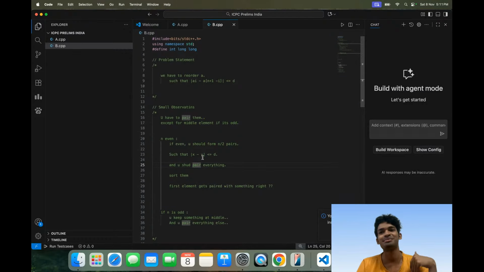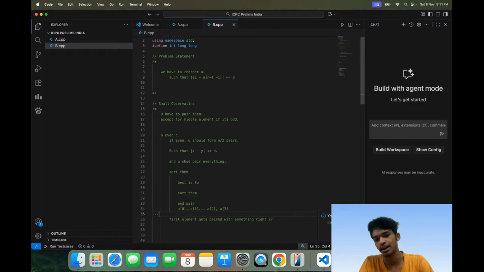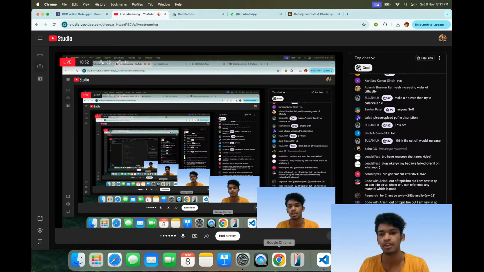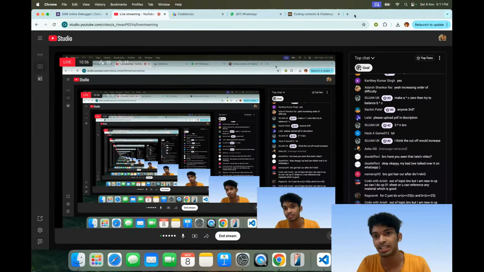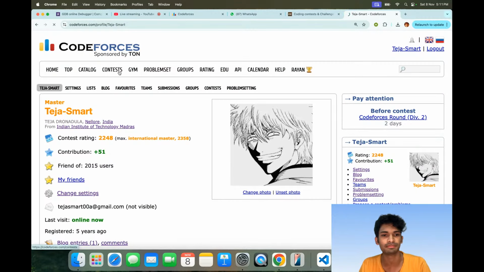This problem was solved in some Codeforces B, where they told you to minimize the maximum of these absolute pairings. There I have seen that the best is to sort them and pair a of 0 with a of 1, and then pair a of 2 with a of 3, and so on. In that problem I have seen that if I want to minimize this thing, you have to pair them like this. There was a Codeforces Div 3 B problem which I explained very well in my streams, long ago.